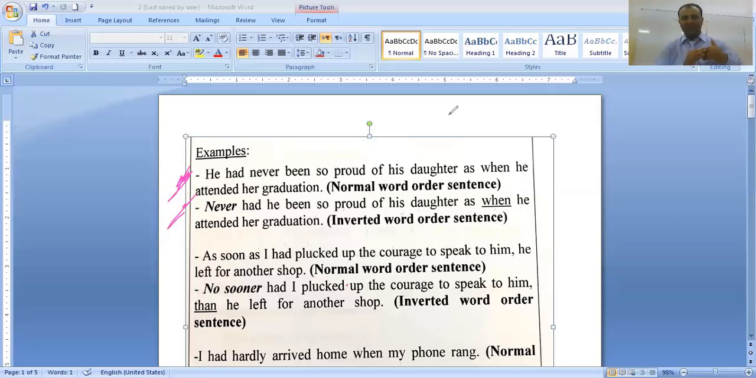And in the second sentence, we have never had he. No change in the rest of the sentence. It stays the same. Look carefully. He had never been, starting from being here, nothing changed. Only these three words.